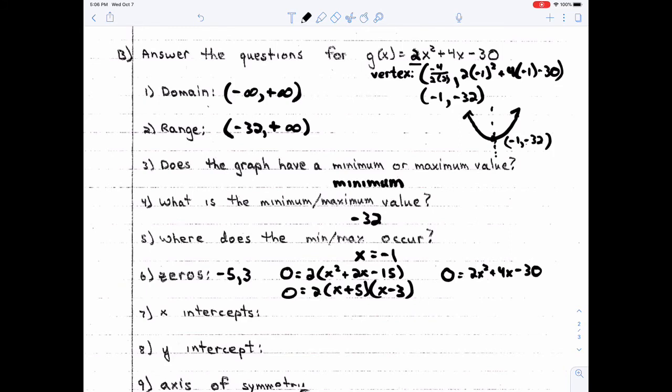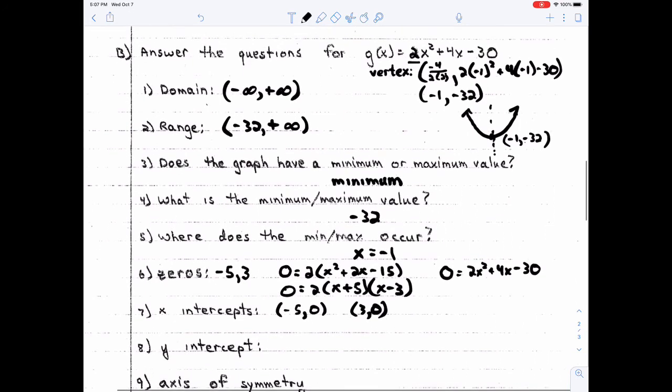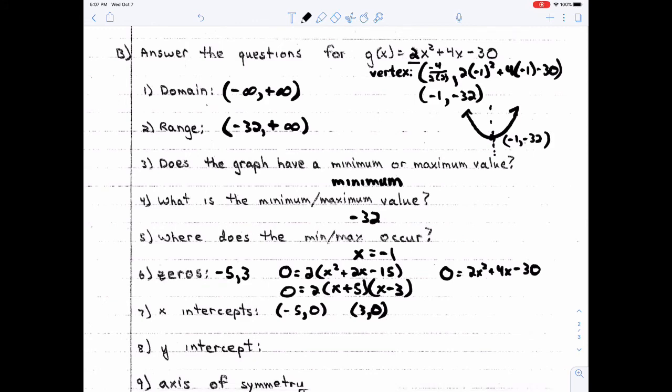Okay, the x-intercepts. Well, the x-intercepts are going to be the same thing as the zeros here. Again, there'll be a time when they're not the same, but we'll worry about that another day. So we have negative 5 comma 0 and 3 comma 0. Those are points where the graph would cross the x-axis. The y-intercept, just substitute in 0 in the original equation, not in the one that's got the 0 equals 2x squared plus 4x minus 30, because there's no y in that equation. But in the original equation, which has y, you stick in 0 for x, and you get 0 comma negative 30.